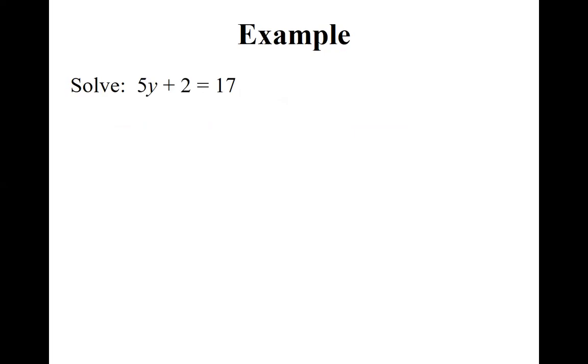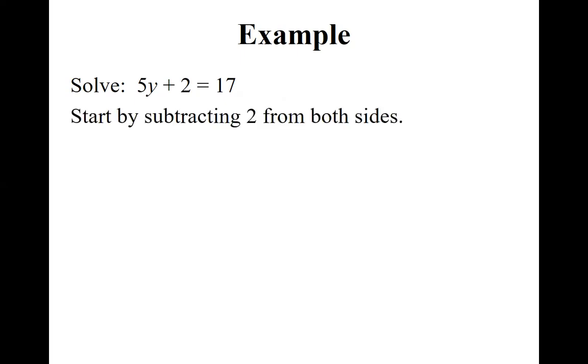5y plus 2 equals 17. In order to get the y by itself, we need to get the 5y by itself. We need to get the term with the y in it by itself. We need to undo adding 2. We do that with subtracting 2. Whatever we do on one side, we do to the other, so subtract 2 from both sides. That leaves us with the 5y on the left, and on the right, 17 minus 2 is 15.